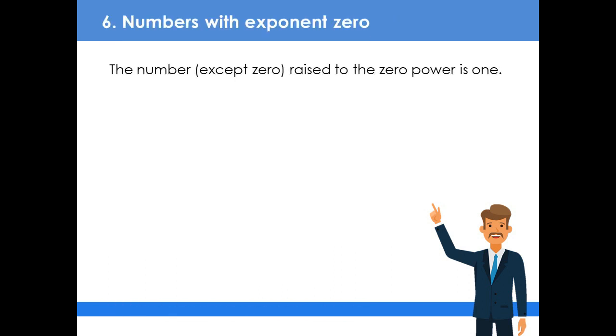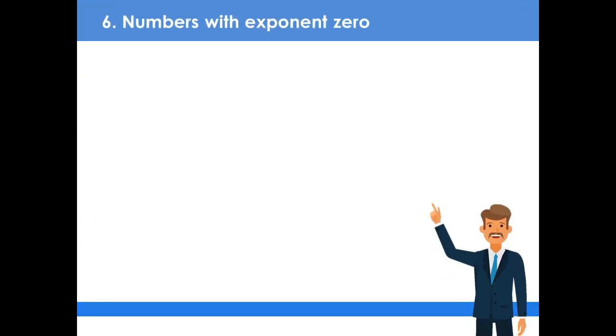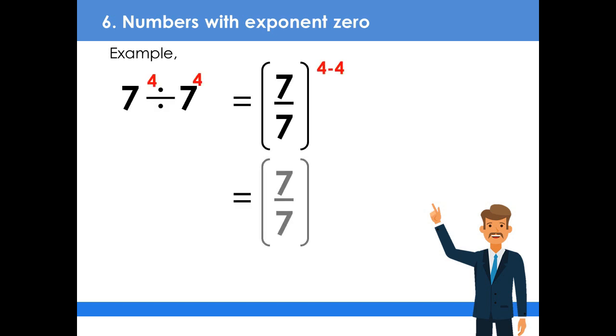Sixth law, numbers with exponent 0. Any number except 0 raised to the 0 power is 1. x raised to 0 equals 1. Example: 7 raised to 4 divided by 7 raised to 4 equals 7 divided by 7 whole raised to 4 minus 4, which equals 7 divided by 7 whole raised to 0, which equals 1.